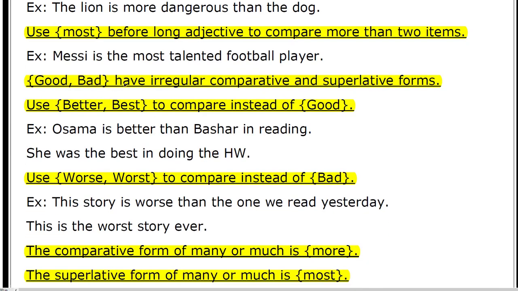For good and bad, they have irregular comparative and superlative forms. We use better and best to compare instead of good. Example, Osama is better than Bashar in reading. So here we used better, which is a comparing form from the word good, from the adjective good.